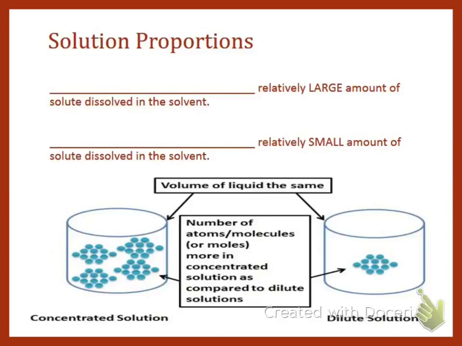Solution proportions, very simple. If you have a relatively large amount of solute, you have a concentrated solution. I used to not put this in the notes, but then kids were missing it on tests, so I had to put the simple things in there. Concentrated means you got a lot of solute relative to solvent. If you have a small amount, it's dilute.